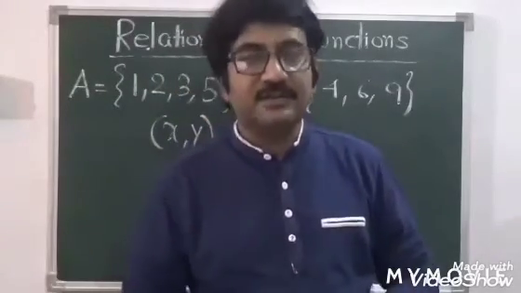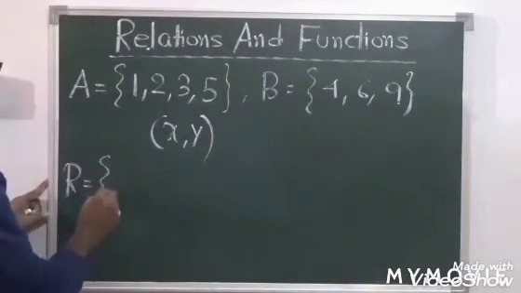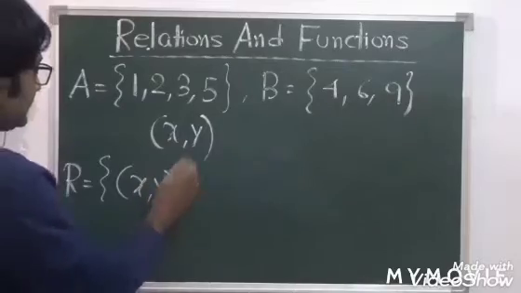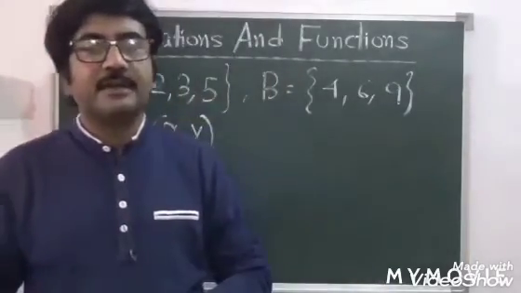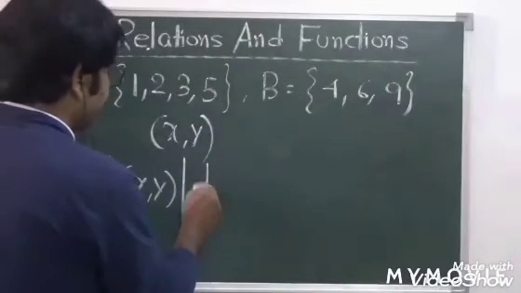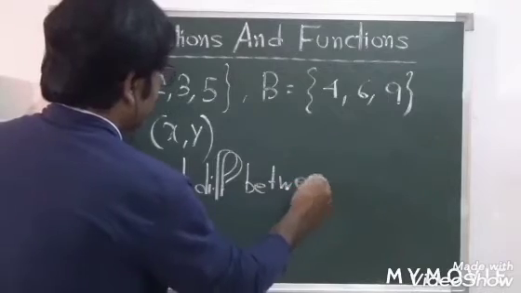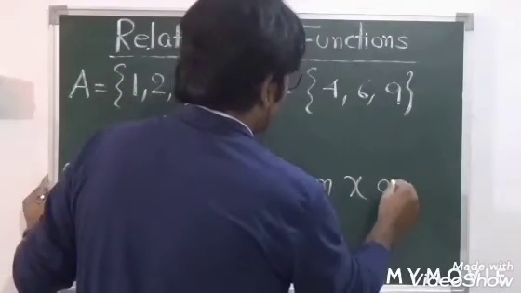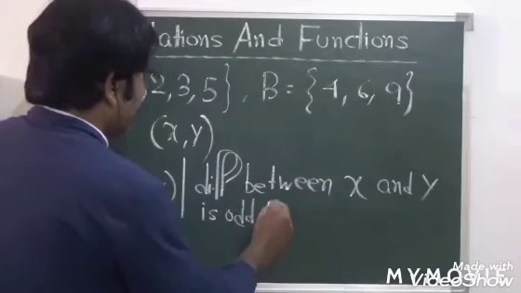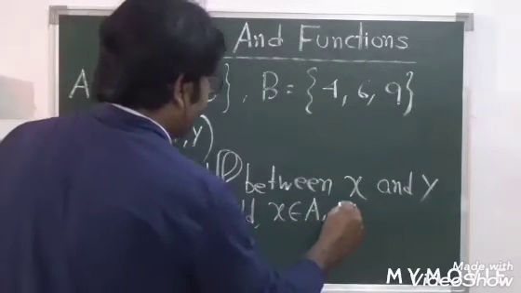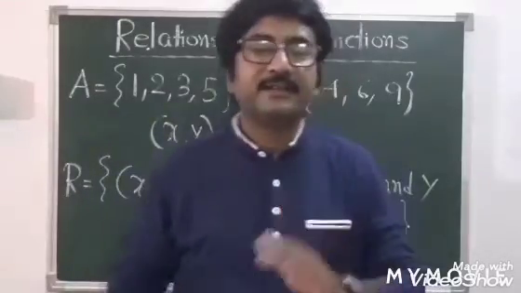So we write the relation in the set builder form such as R equals {(x, y)}, and what is the condition? That the difference between x and y is odd, where obviously x belongs to set A and y belongs to set B. So this is written in the set builder form.